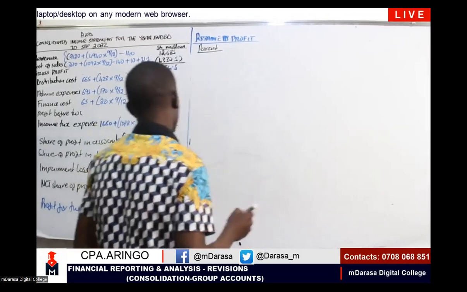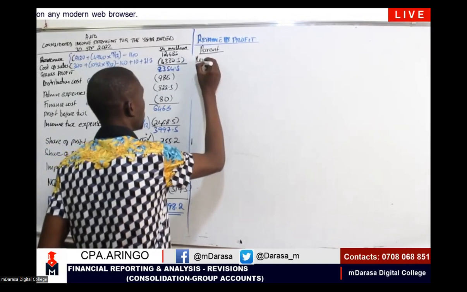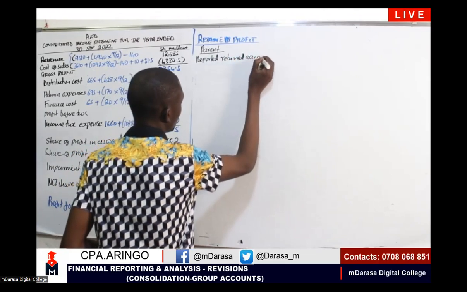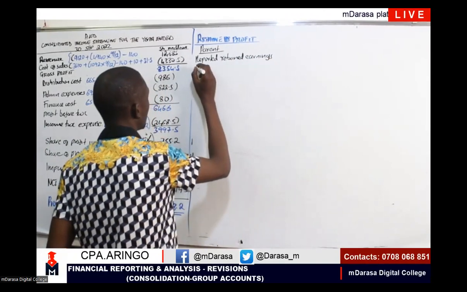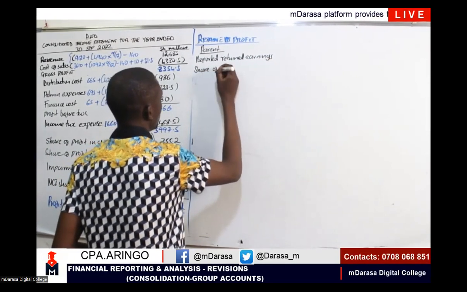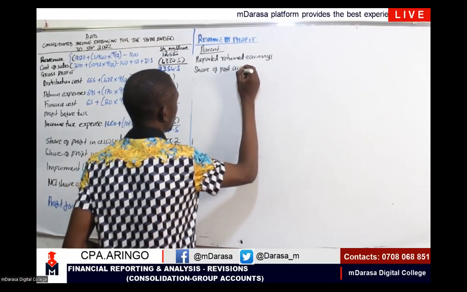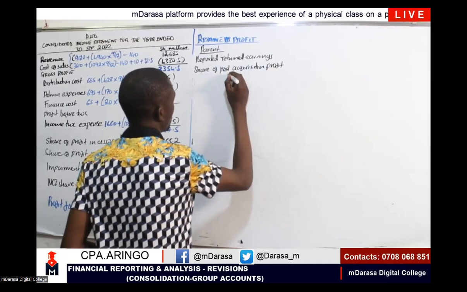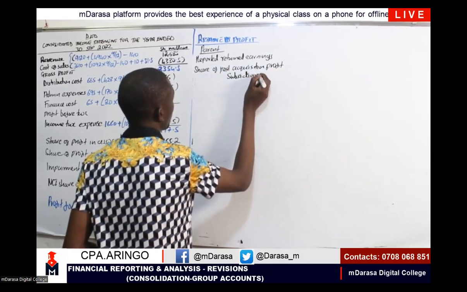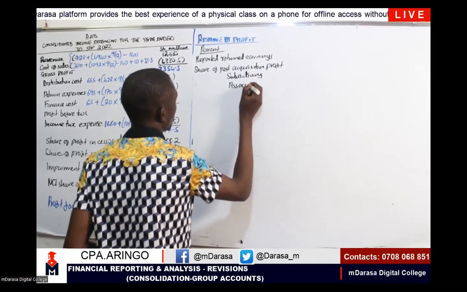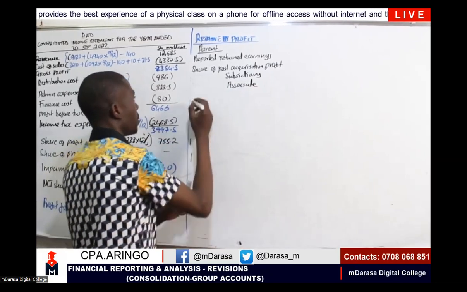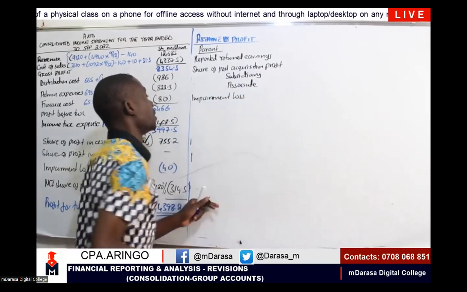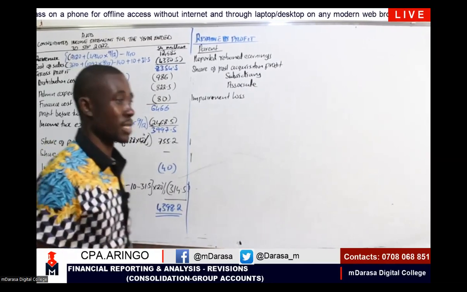to be reported. We'll just take the reported retained earnings. We are going to add share of post-acquisition profit. That is for our subsidiary, and our associate. Then you take impairment loss attributable to the parent. As easy as that.